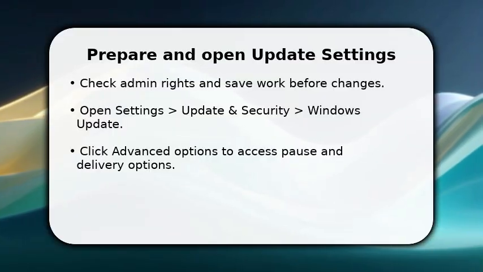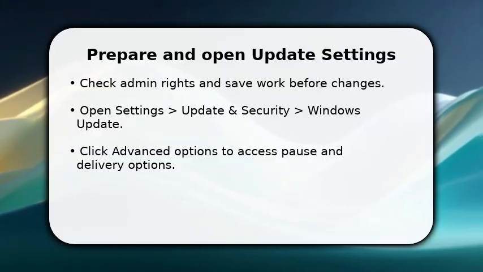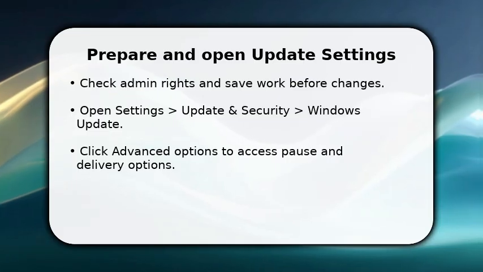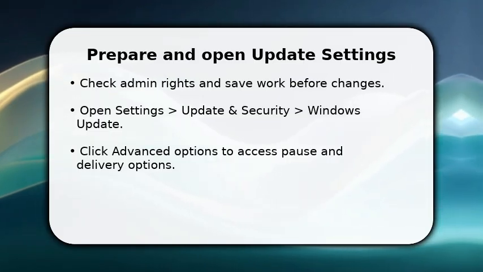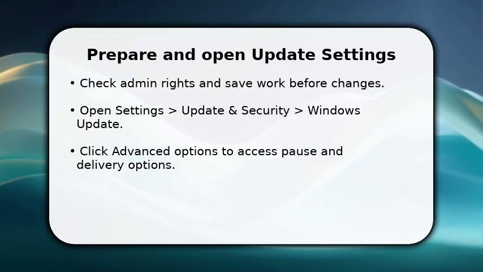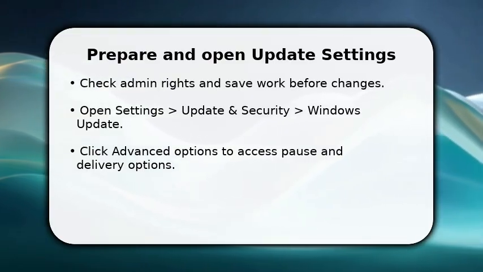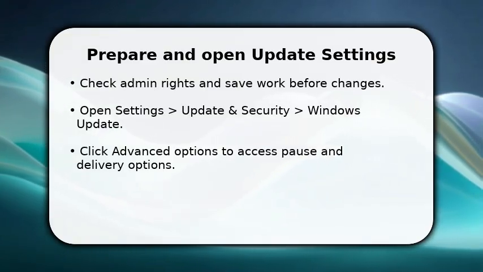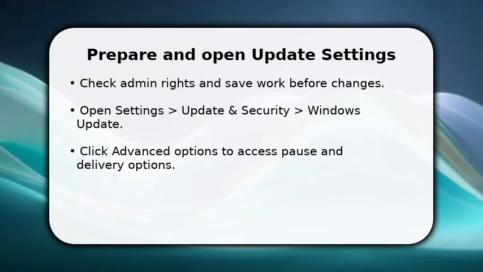You must be an administrator to change update behavior, so sign in now and save any open files. Once ready, open Settings, choose Update and Security, then Windows Update. This is where Update controls live. Make sure to click Advanced Options to reveal pause and delivery settings. This gives you immediate, fine-grained control rather than waiting for automatic installs.